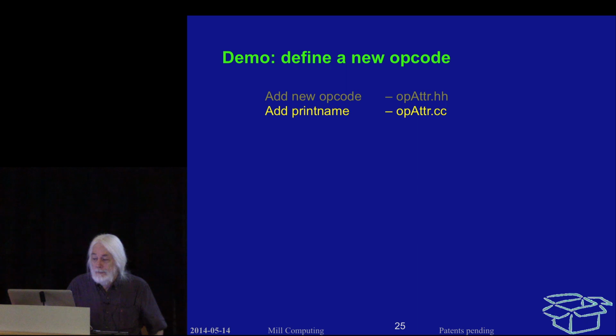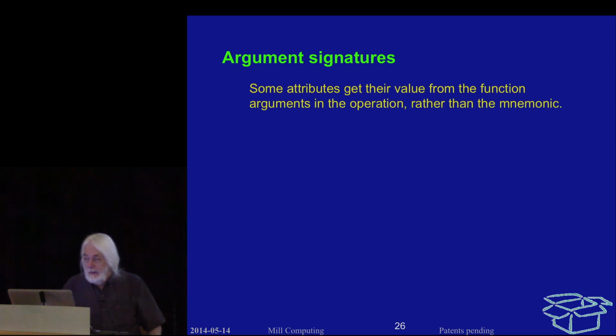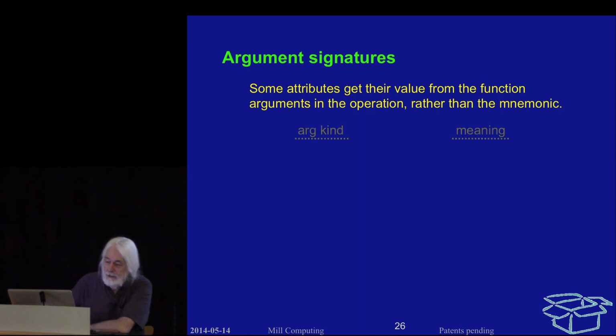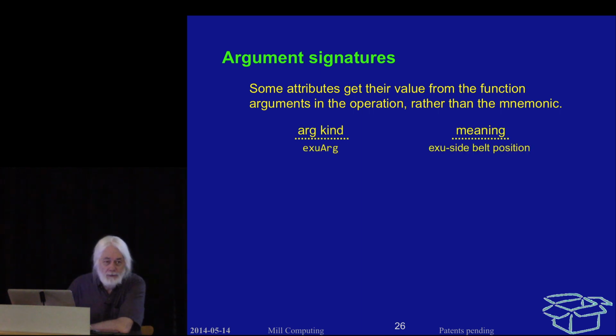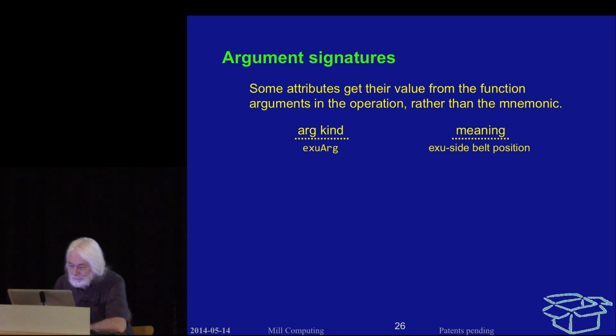We added its print name. We defined a few traits. The argument signatures you've already seen. I wanted to get the compile started because they take a while. Some of the values come with attributes coming from arguments rather than from the mnemonic. So the different argument kinds determine what the attribute will be that gets set.